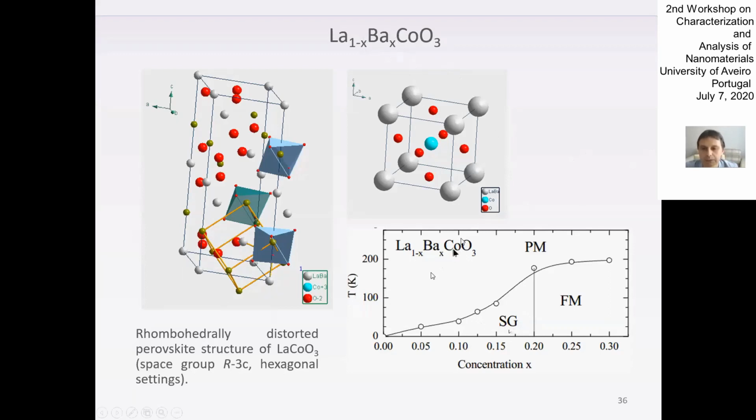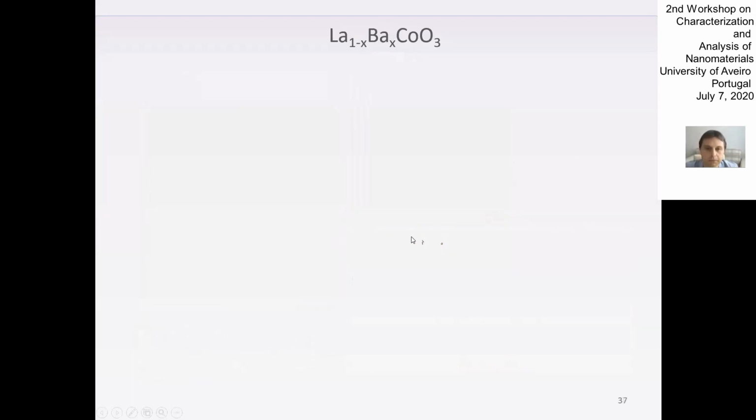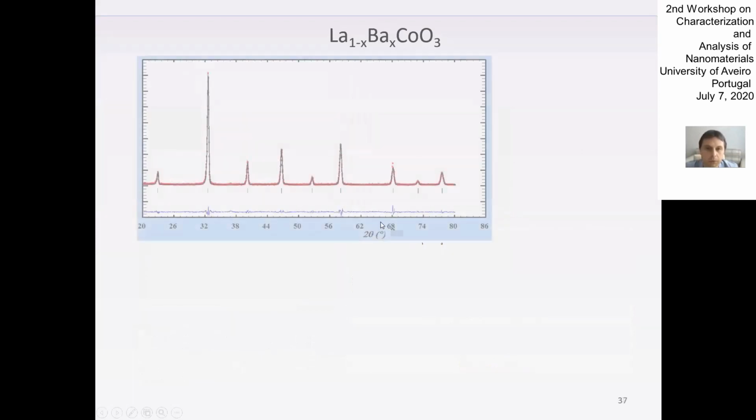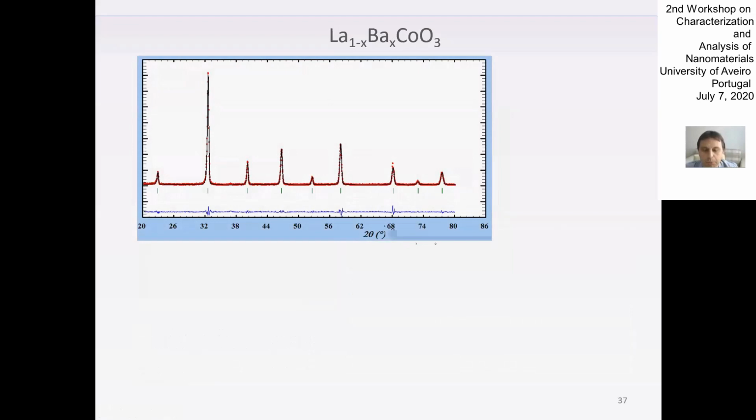So let's consider the most trivial case, when the material becomes cubic. As an example, it's enough. Here we can see the diffraction pattern obtained by conventional X-rays in the lab. It's nothing special. This is a cubic structure.